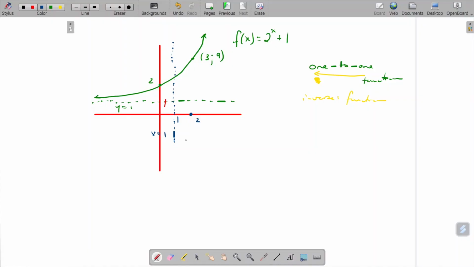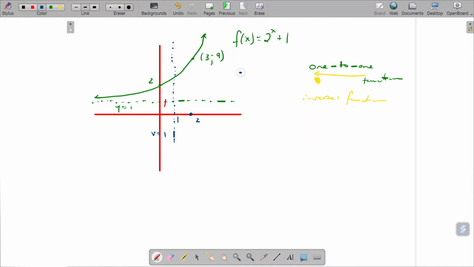Okay. Now, if we don't know how to draw this function yet, and that's okay, it's the first time we're seeing it, we can see that, hold on, the green original function has got a y cut at 2, which means that the new function, the inverse function, must have an x cut at 2. Okay? And if the original function has a value of 3 and 9, then the inverse function will have a value of 9 and 3. So here would be the value of my new function.